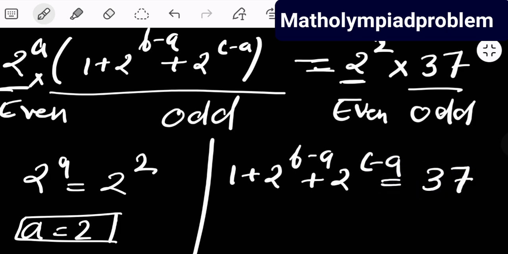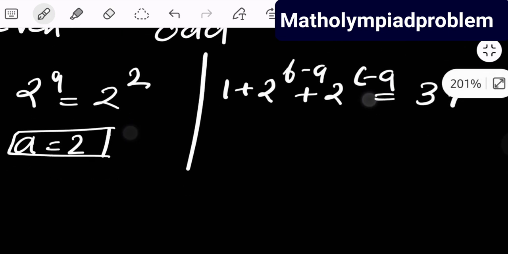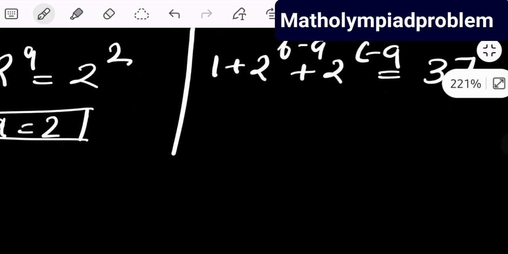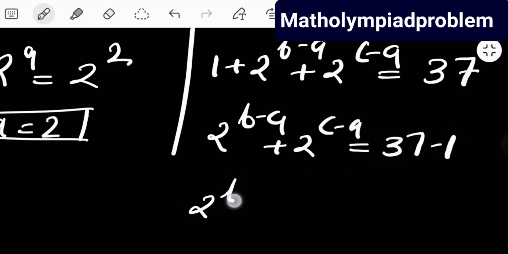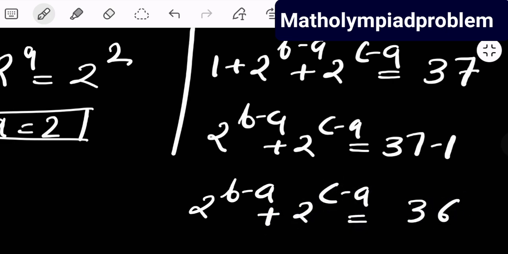Okay. Now suppose we transfer this 1 to that side, so 2 raised to b minus a plus 2 raised to c minus a is 37 minus 1. 2 raised to b minus a plus 2 raised to c minus a is what? 36. Okay.